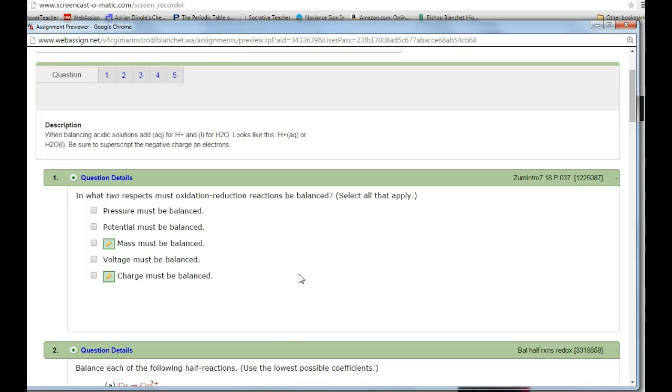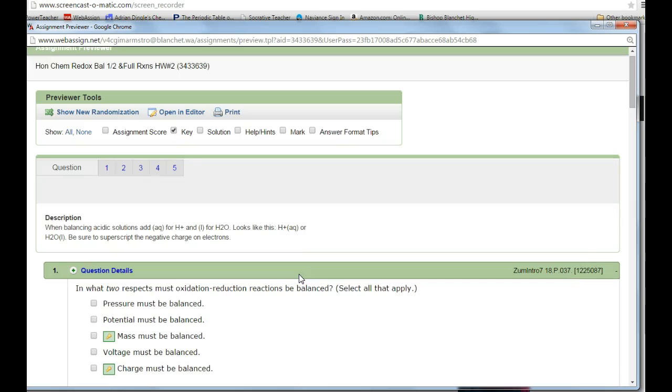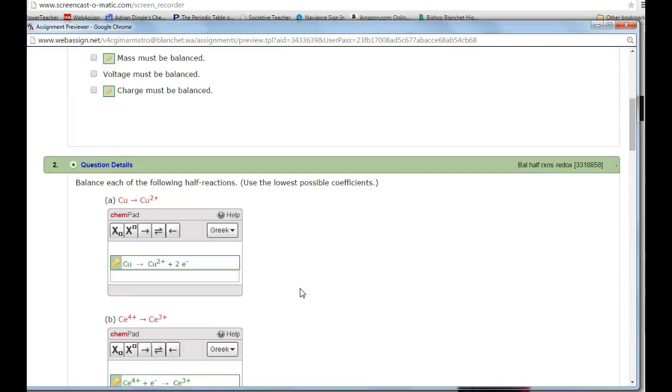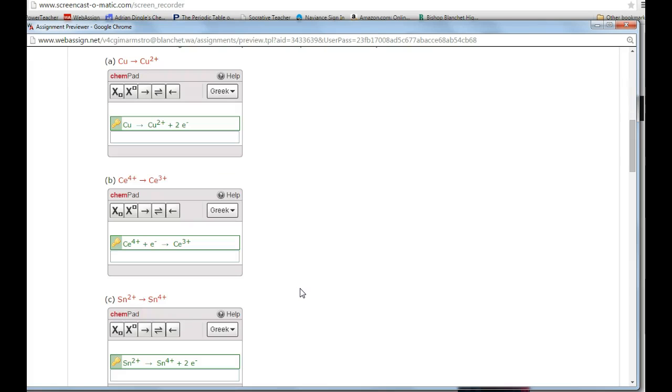This is a screencast on WebAssign number 2 in the Redox unit, and we're going to look at balancing half and full reactions. So question number 1, I'll let you figure that one out. Question number 2, we're balancing half reactions, and half reactions will have electrons left in it. So let's take a look.